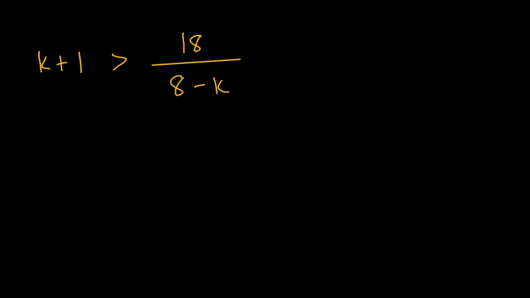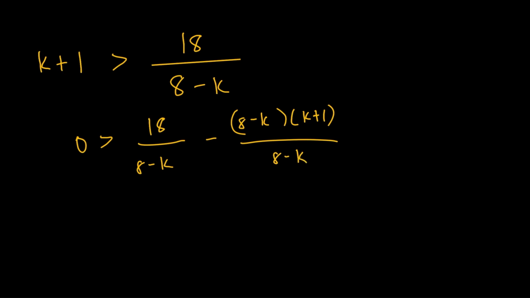K plus 1 being greater than 18 divided by 8 minus k. Same trick, let's try to do the standard way. I'm going to put the 18 divided by 8 minus k to the other side. And then I'm going to write the k plus 1 now as 8 minus k times k plus 1 divided by 8 minus k, with the goal of writing the expression in terms of just one fraction. So it's going to be 18 minus 8k minus 8 plus k squared plus k.